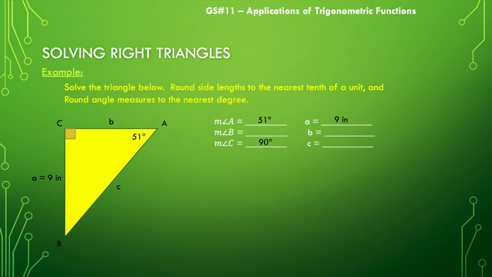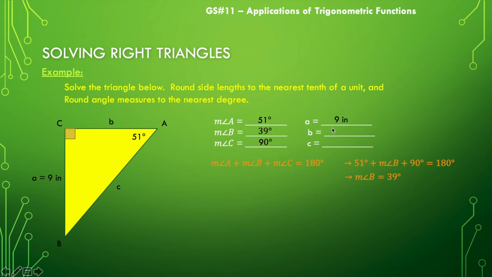Looking at this, it makes sense for me to say, well, I know two of my angles, so let's find the third one. We would use our triangle sum theorem there, substitute in everything that we know, and solve for angle B, which would be 39 degrees. Now I've got all my angles, and now I want to find my sides.